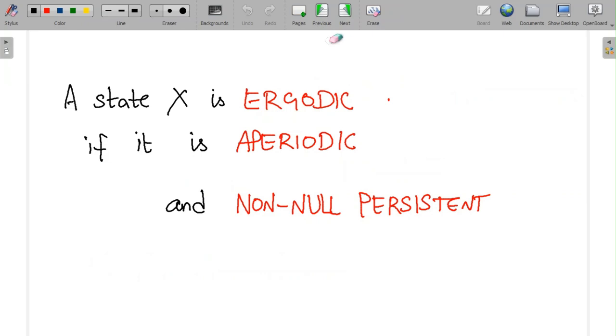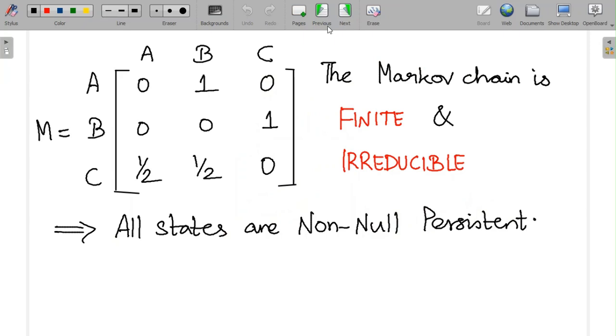The next classification is of a state being ergodic. A state X is ergodic if it is non-null persistent and also aperiodic. So having already learned what these two terms, aperiodic and non-null persistent, mean, we can clearly classify a state to be ergodic. For example, let's get back to this Markov chain. It is definitely finite because there are a finite number of states in it. And of course, it is irreducible. We can reach from any state to every other state.